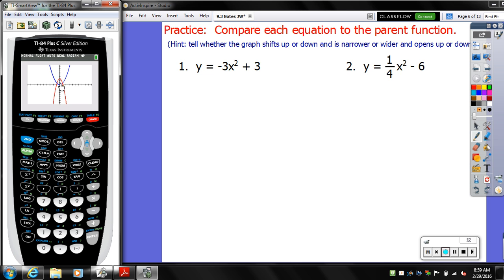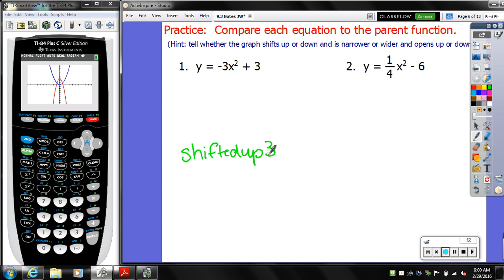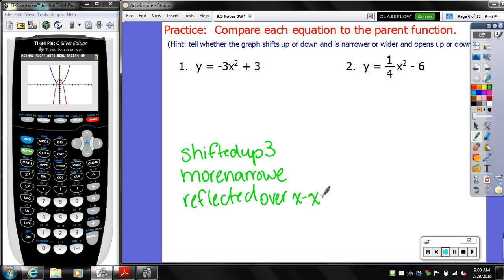Notice that it shifted up 3. So I could say it shifted up 3. You can also tell it got a little bit more narrow. And it also reflected, and you could just put reflected, but specifically over the x-axis. And for us in Algebra 1, that's all it's going to do.